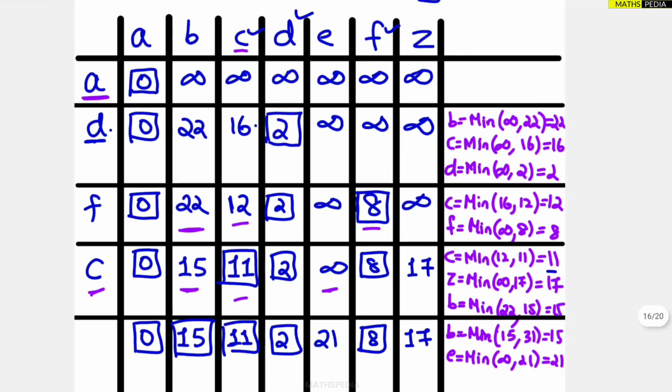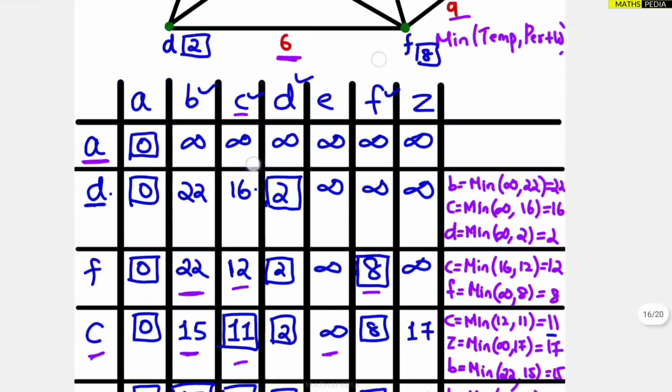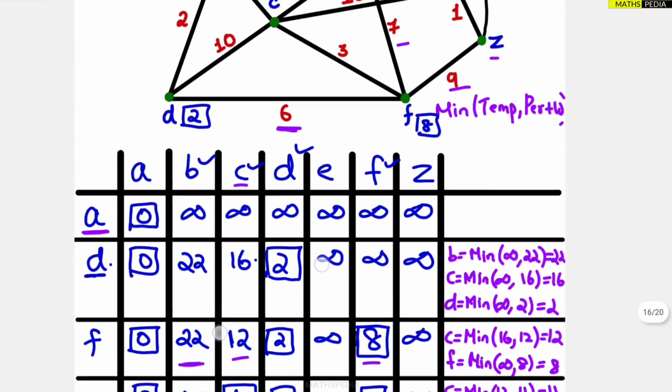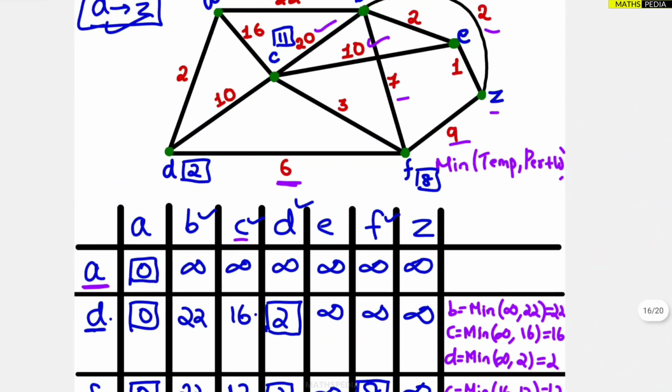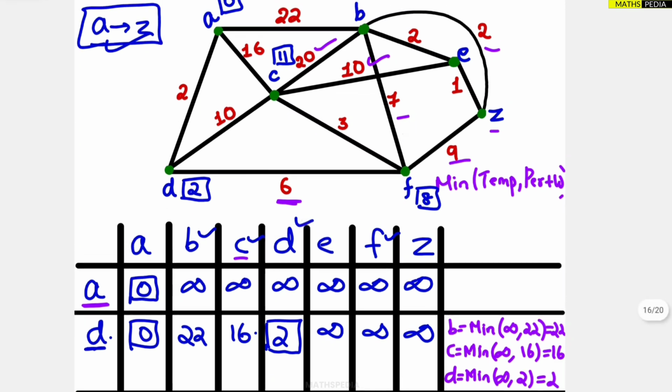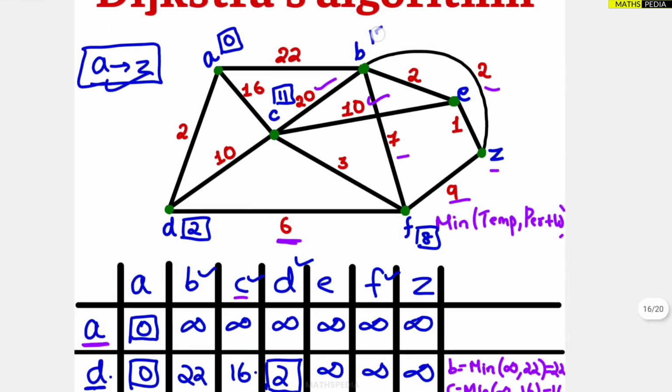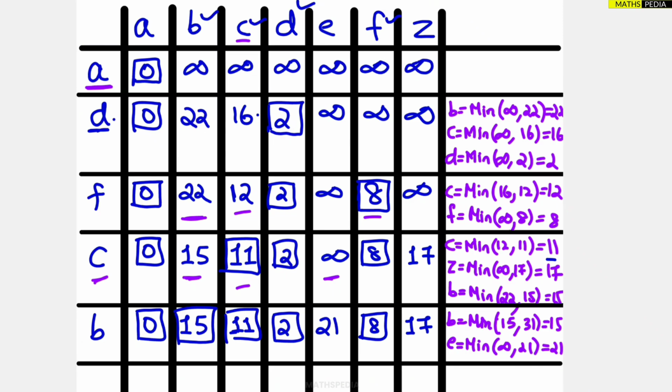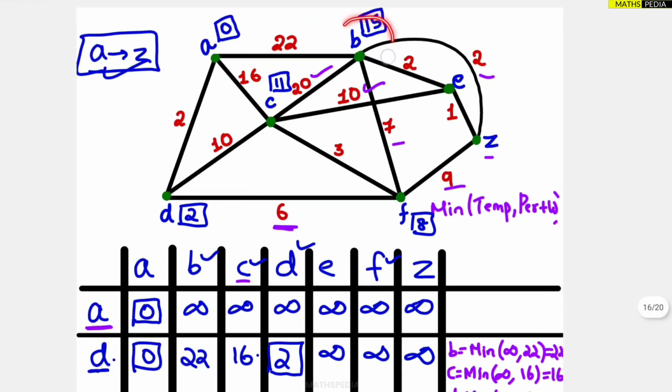15 belongs to which variable? It is B. So right beside here, B also. In the graph also, B has got 15 as the permanent label. We have to focus on what? Which is the new permanent label? B. So we have to focus on B now. Where is B sitting? Okay, here it is B.